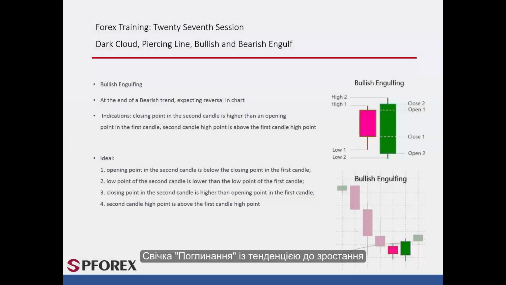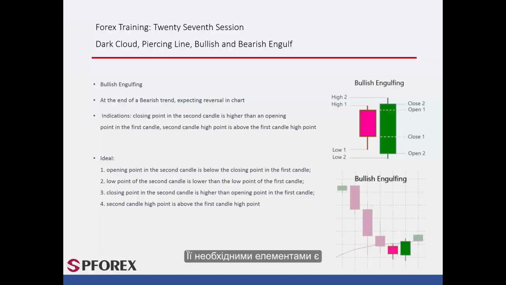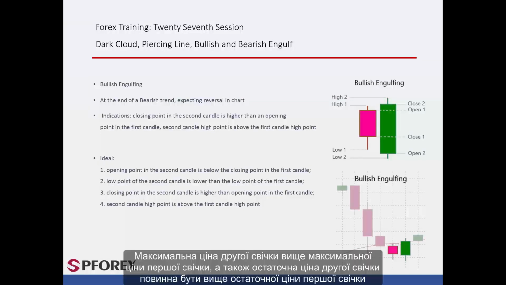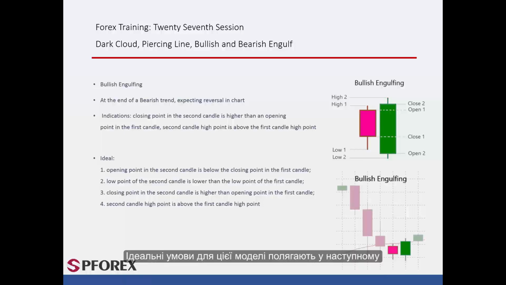Bullish engulfing candle. The bullish engulfing pattern indicates a reversal point in a downward direction, which includes two candles. Its requisites are as follows. The high of the second candle is above the high of the first candle, plus the close price of the second candle must be higher than the close price of the first candle. The ideal conditions for this pattern are as follows.